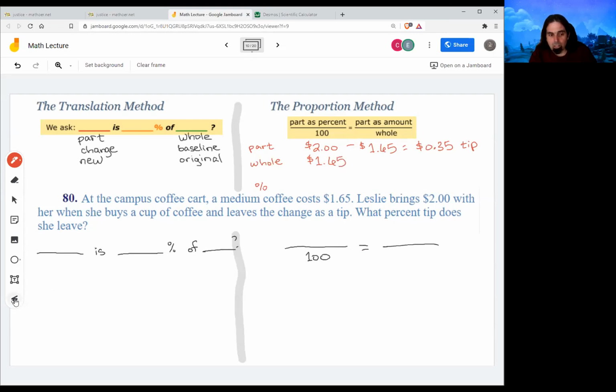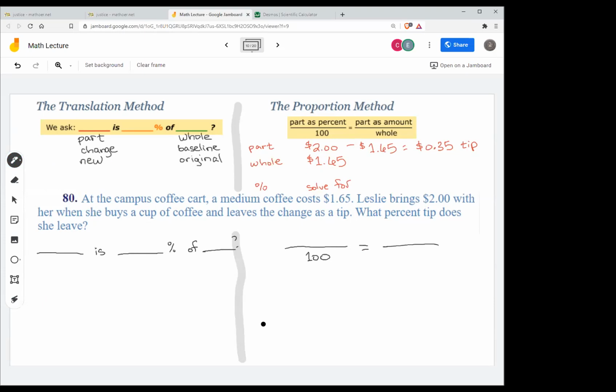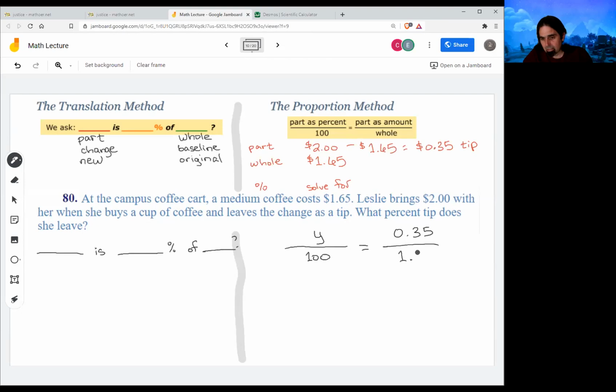When we're finding a tip, what matters is how much the food cost, not how much you had in your wallet. Okay, and the percent, that's what we're solving for. Okay, now I'll keep writing for you. So I put y over 100, and then 0.35 over 165. Oh, okay.